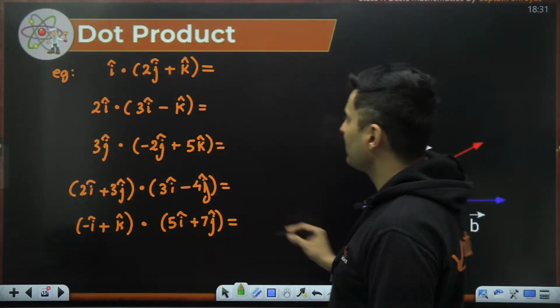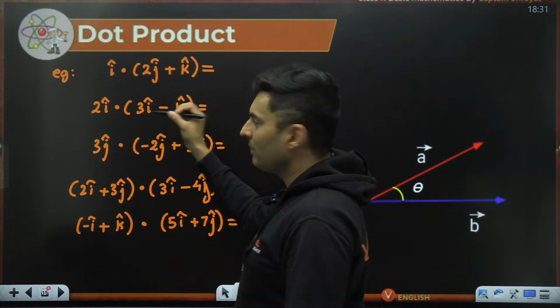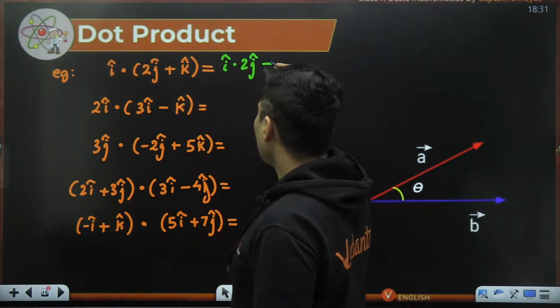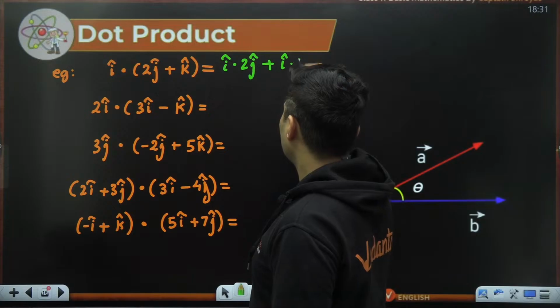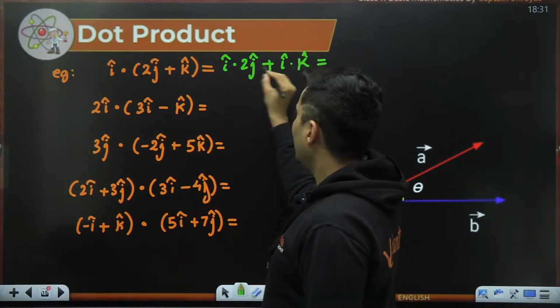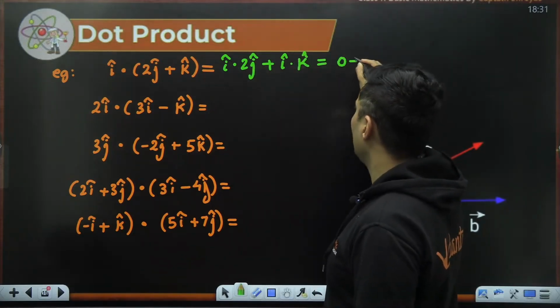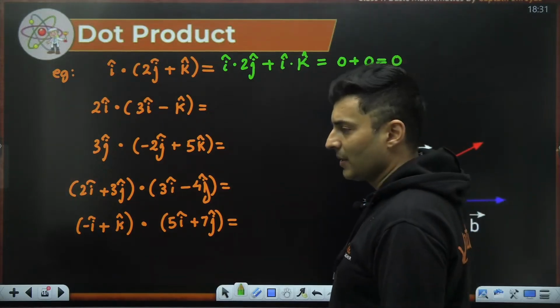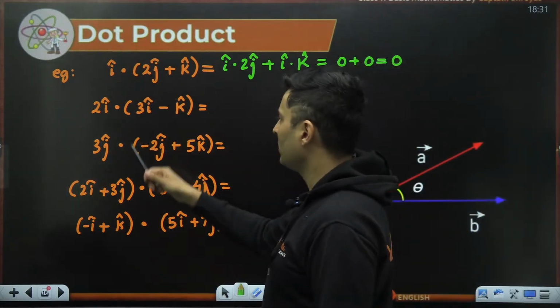Starting off with the first case, here I can open up the brackets, so it will be technically I dot 2j plus I dot k cap. I and j are perpendicular, so answer is 0. I and k are also perpendicular, answer is 0. So the final answer is 0. Right, perfect.